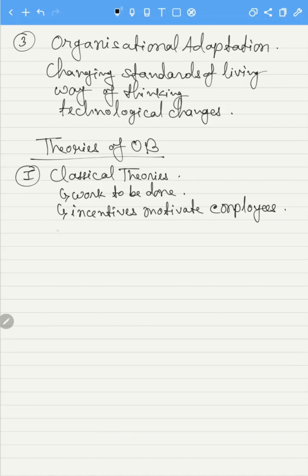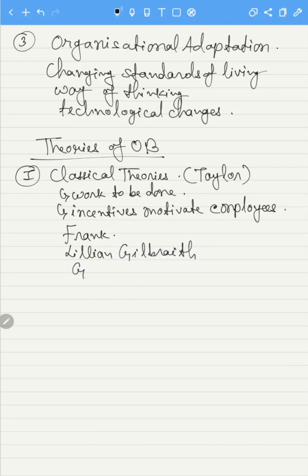Supporters of classical theory: the basis of classical theory was Taylor, and the supporters were Frank, Lillian Gilbreth, Gantt, and Emerson.